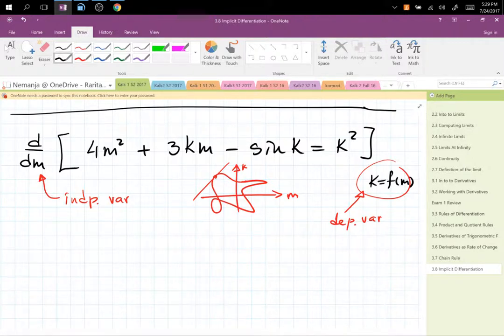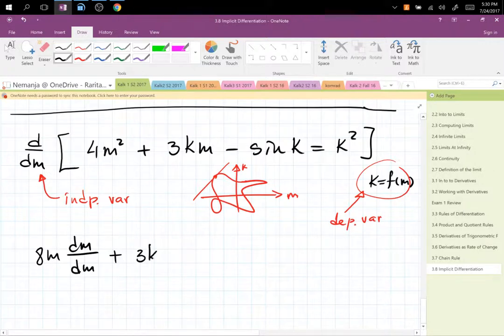I go and I solve like this. Derivative of 4m squared is 8m. I took the derivative of m with respect to m. I'm moving to the next one. Great, product rule. So, plus copy the first times the derivative of the second, which is 1, and I took the derivative of m with respect to m, plus copy the second, which is m, and then take the derivative of 3k. Derivative of 3k is 3, and then I took the derivative of k with respect to m.